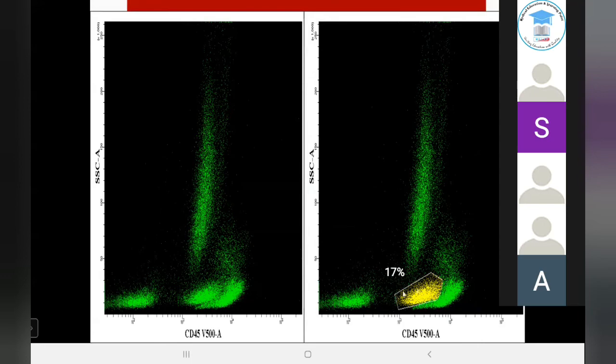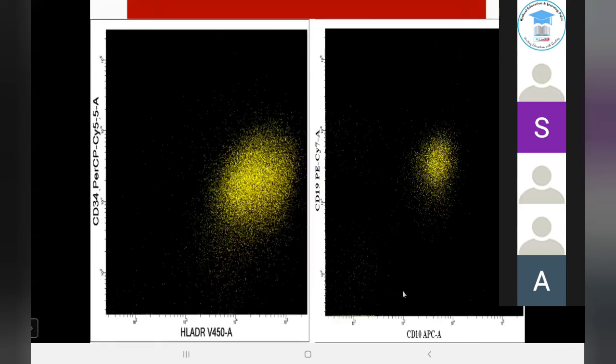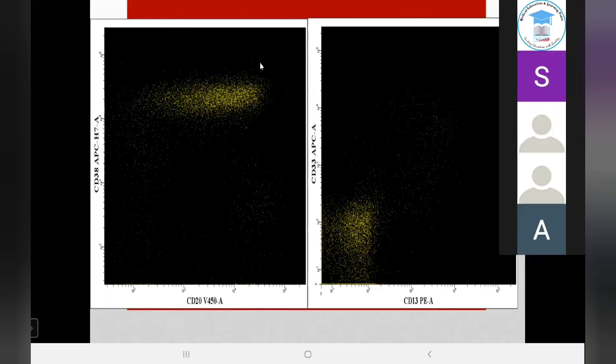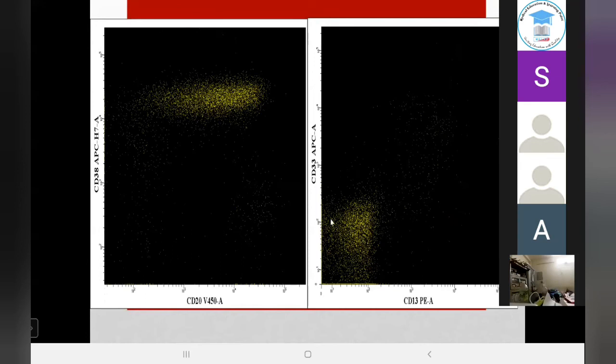Now would you like to have a look at what it is? Ma'am, this is CD34 positive and HLA-DR positive. Right. And then it is CD19 and 10 positive. So it makes it again B-ALL. Here the 20 is also positive. And even CD38 is positive. Is 38 normally present on the blast?